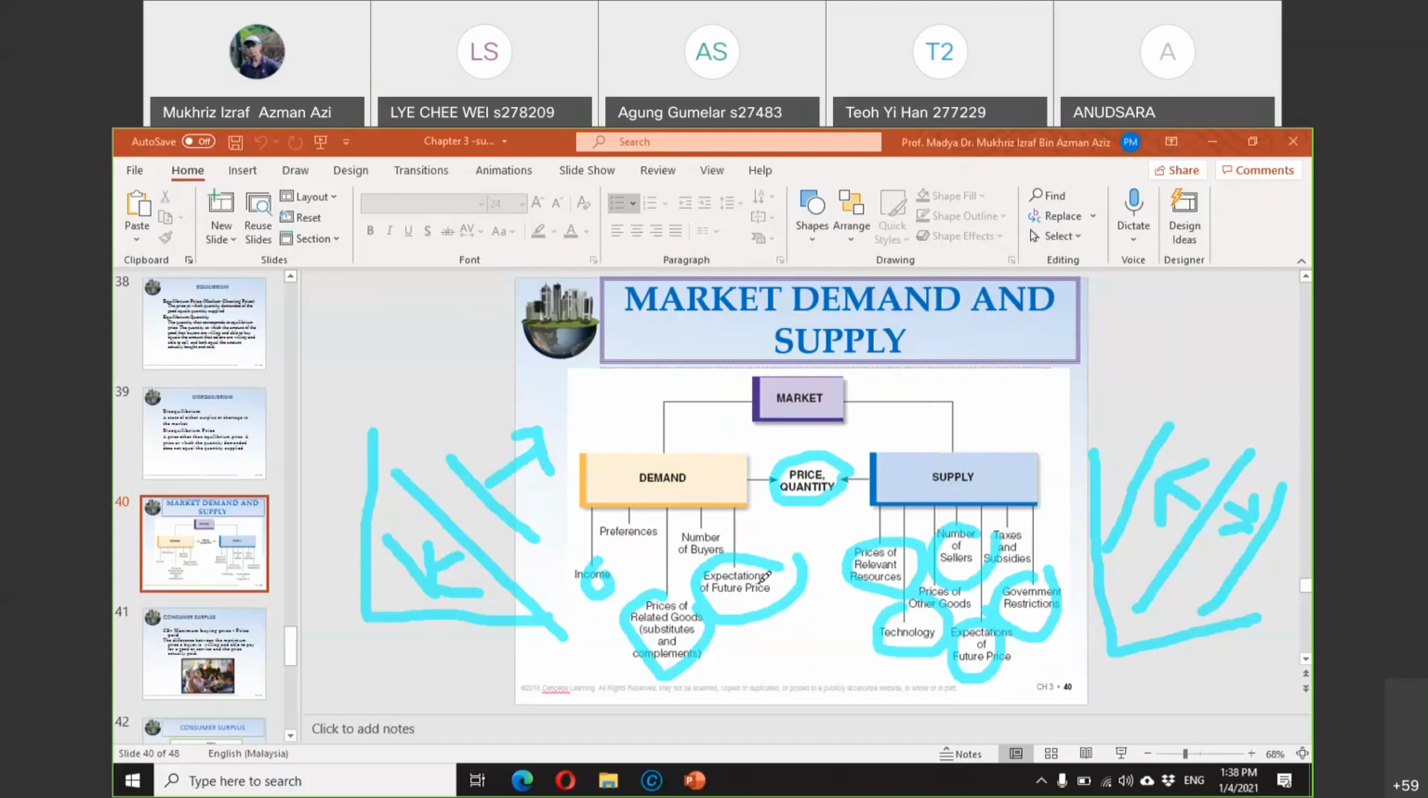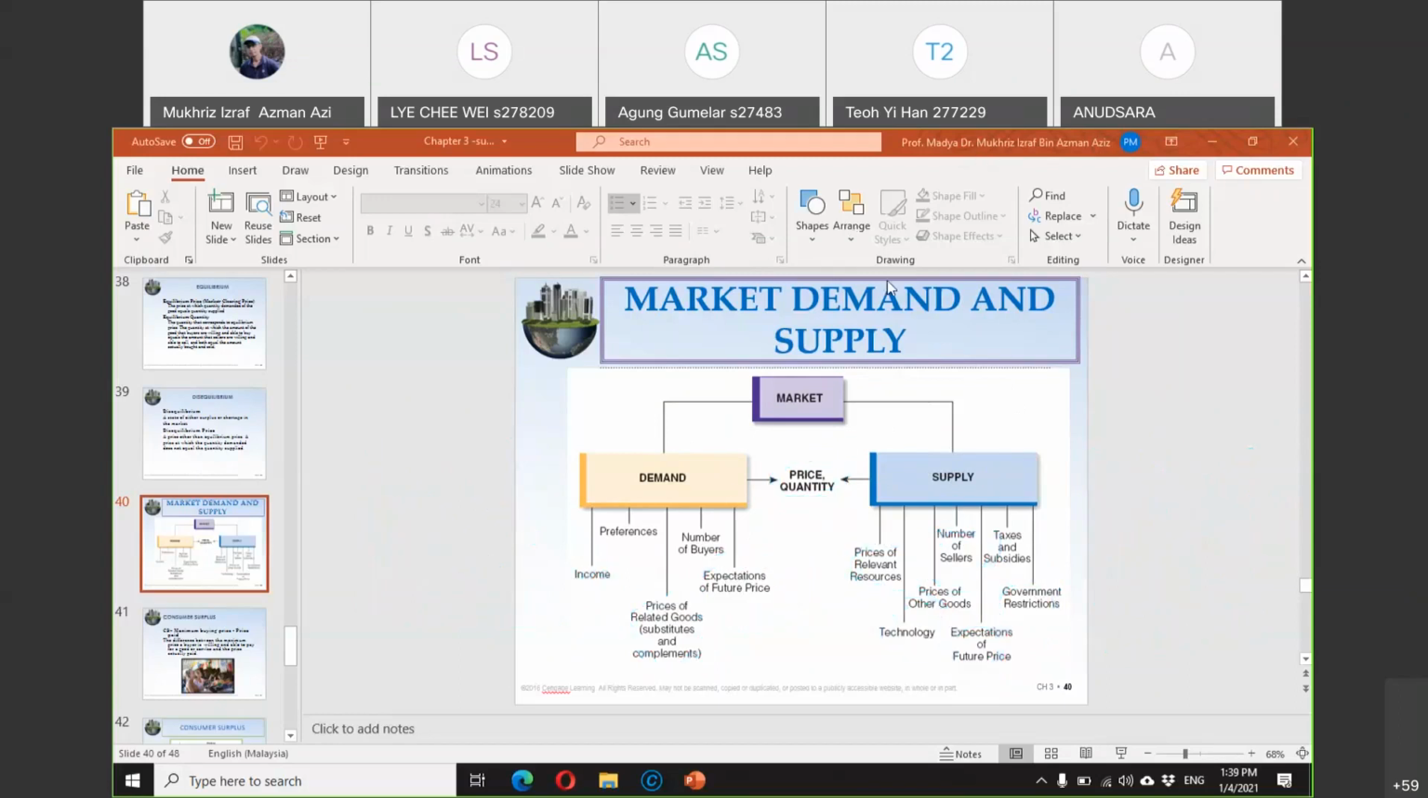So you need to know what factors can cause the demand to increase or decrease, because this will be very relevant in your multiple choice questions test. So that is what we have covered so far.